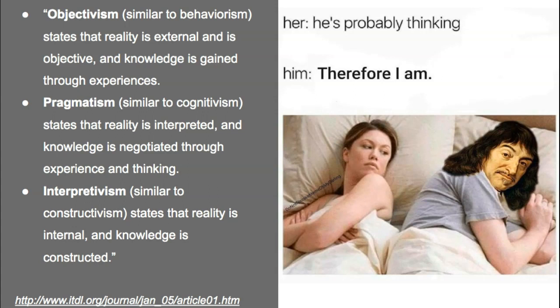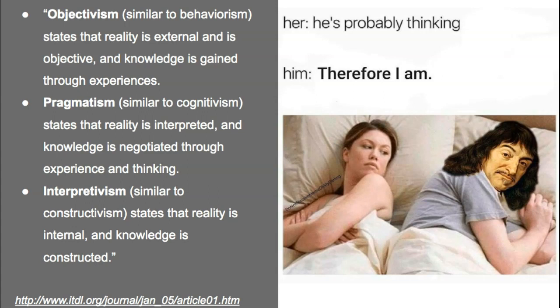Pragmatism is somewhat similar to cognitivism in that reality is interpreted and knowledge is negotiated through experience and thinking. So pragmatism would align with some of what we covered in terms of cognitivism, that idea that we take in information, but the transfer of that information to our sensory store, to our working memory, to our long-term memory, that development of understanding is very much based on how we process the information, how we think about it, how we interpret it, and how we experience it. And that is what leads information to be retained in our long-term memory, which according to cognitivism is where you want to get it.